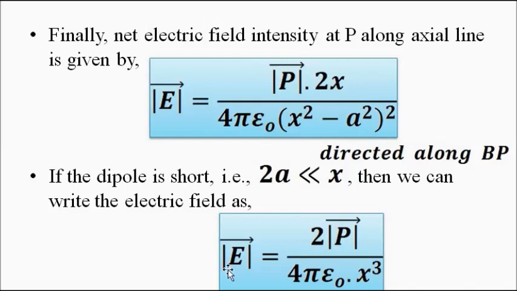This condition is valid only for the short dipole, but this is the conventional mathematical expression of electric field intensity along the axial line of the electric dipole. So this is the whole mathematical derivation.